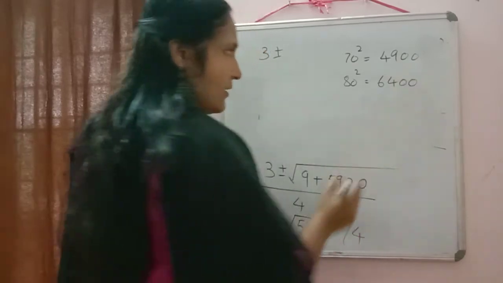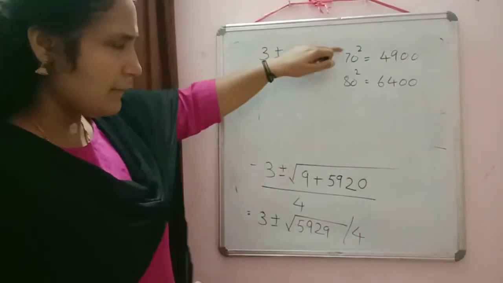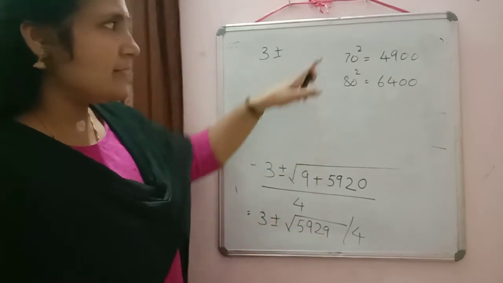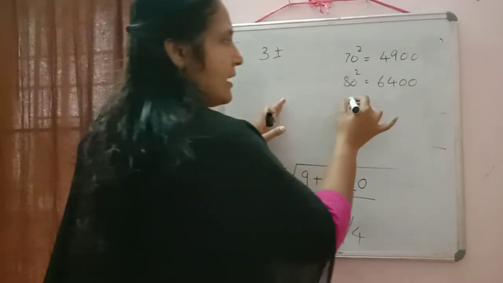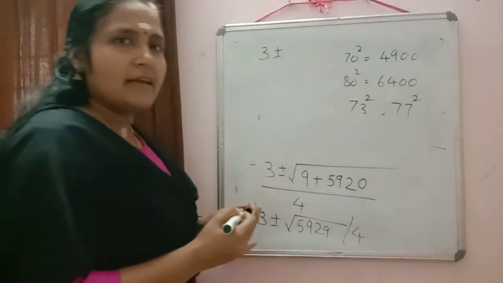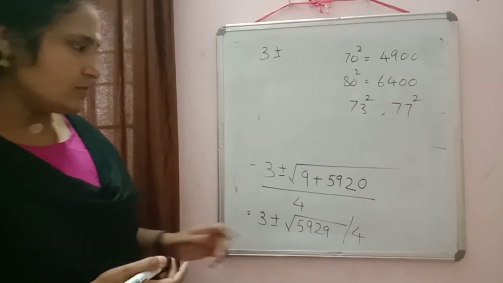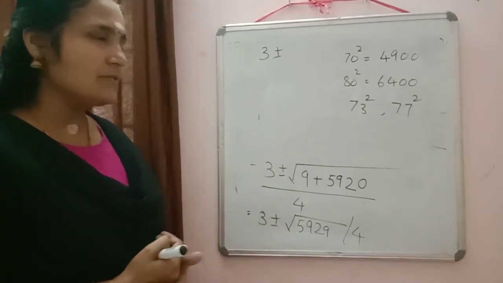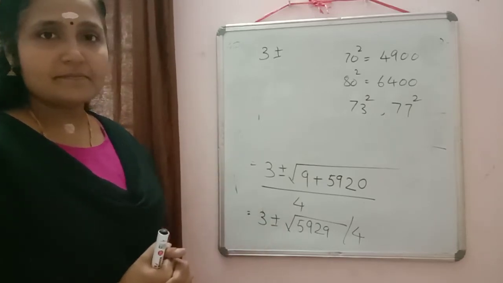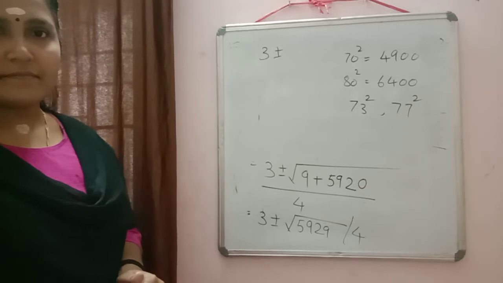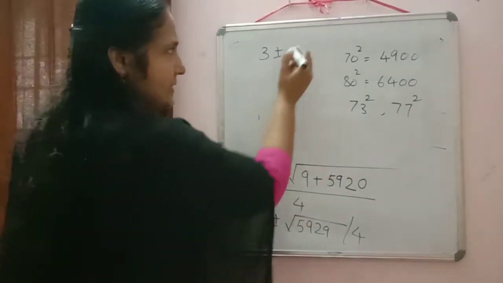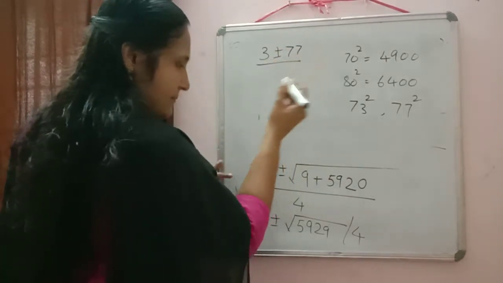70 square is 4900. 80 square is 8 8s are 64, so 6400. So this number will come between these two, and we have 9 in the unit place. So between 70 and 80, either 73 square or 77 square only will give you 9 in the unit place. So the square root of this will be either 73 or 77. Just to check which one it will be: square root of 5929 is 77 by 4.